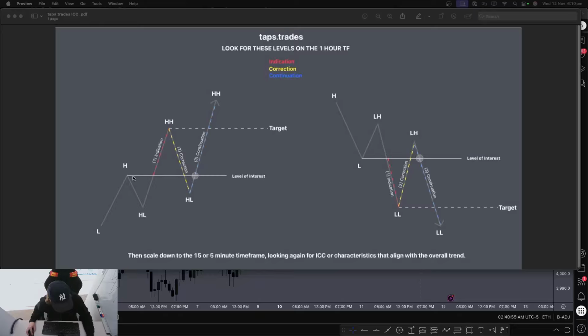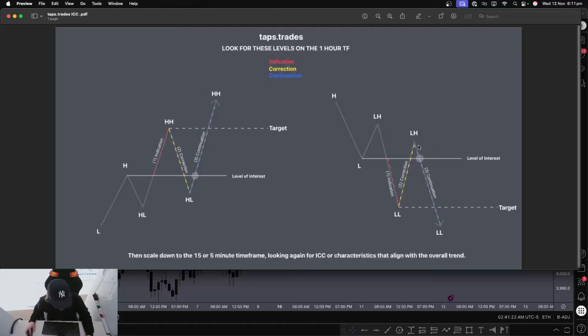And in the uptrend, it was the most recent level, which was the high. So level of interest is drawn. We've got our indication phase now, creating a lower low. Price then creates the second phase, which is the correction phase. Price doesn't break above this previous lower high, which is a sign that we're in a downtrend, which is really good. Price then breaks below this level, which is the continuation phase.